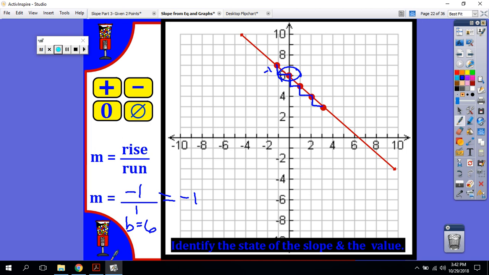Brando, you got a question? Why would it be -1 if the slope is this height? Because you went down instead of up. This one has a negative slope because it's a downhill from left to right.